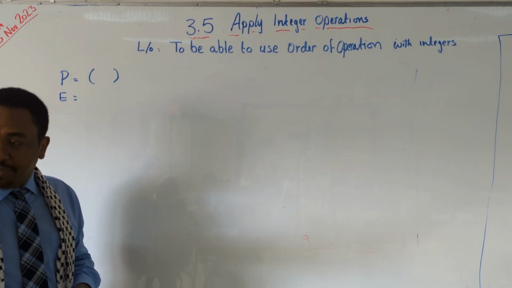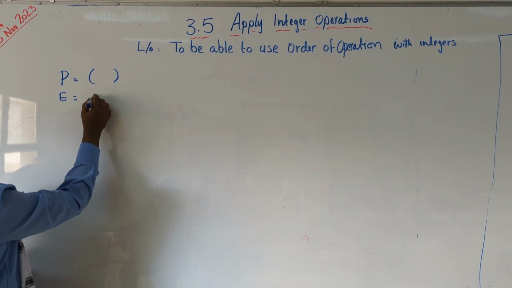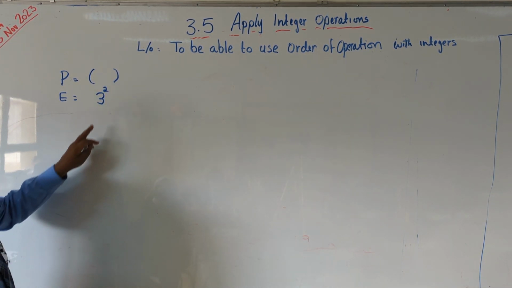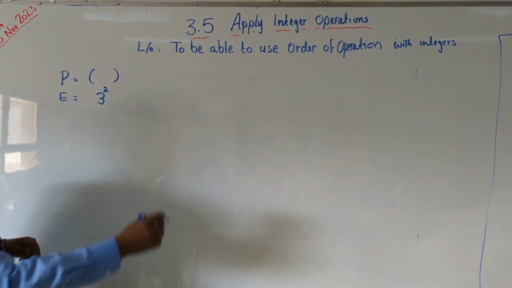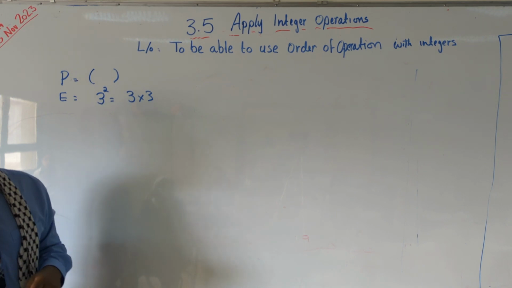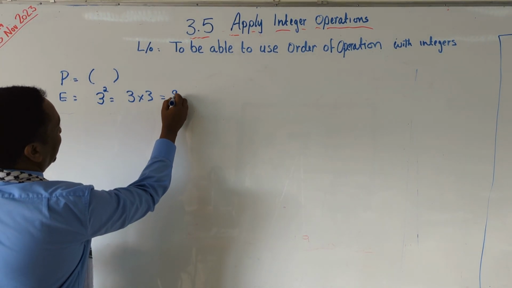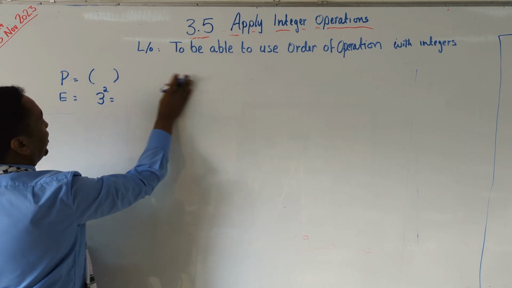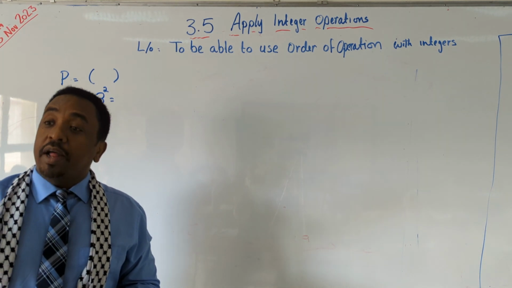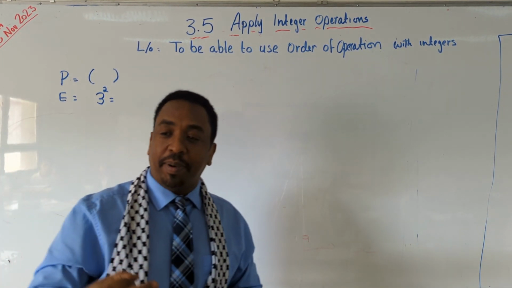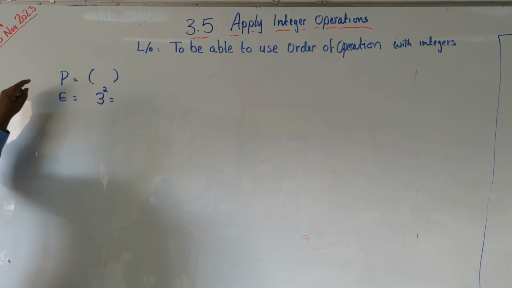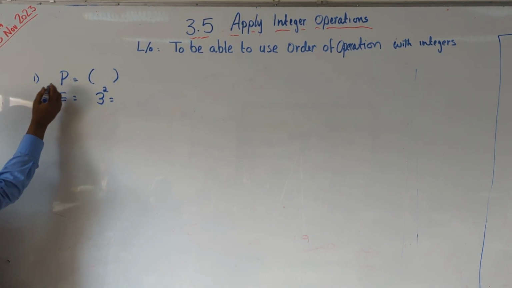A number on top of the other number. For example, if you have 3 to the power of 2, what is that? 3 times 3. What is 3 times 3? 9. That's 9. This is what we mean by exponent. The exponent is the little number on the top, and that tells us how many times we multiply the number. Does that make sense?